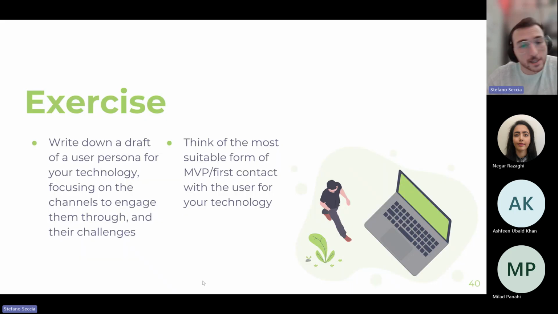And an exercise/Q&A is to write down a draft of a user persona for your technology, focusing on the channels to engage them through. And the channels are the media or the ways that you're going to get in touch with them, and trying to understand what their challenges would be. So thinking of a few questions you might want to ask. Also, think of the most suitable form of MVP or first contact with the user for your technology. So, depending on what the product or service you're developing is, whether it's a software or code or a physical product, what would be the most suitable way to first approach the customer and get that data from them.